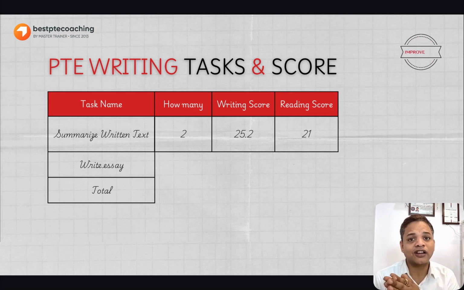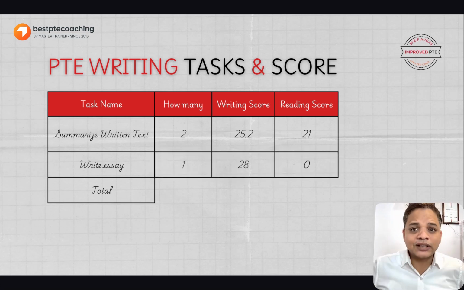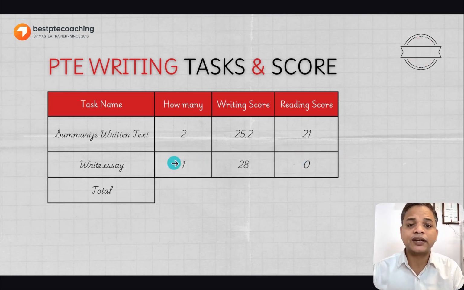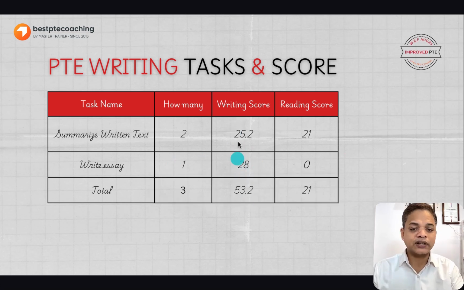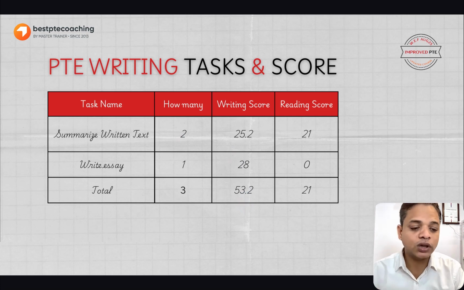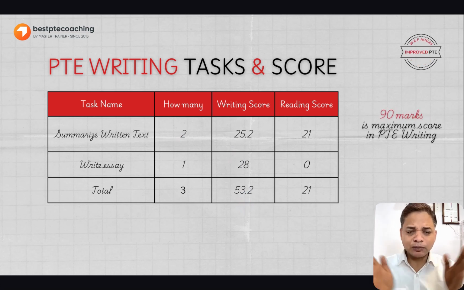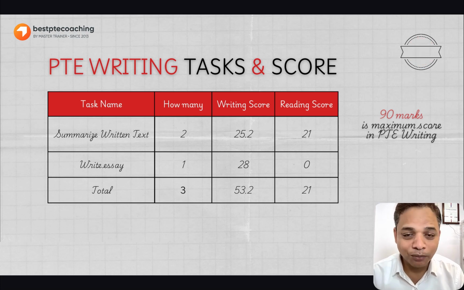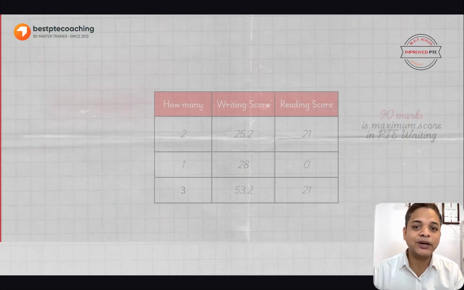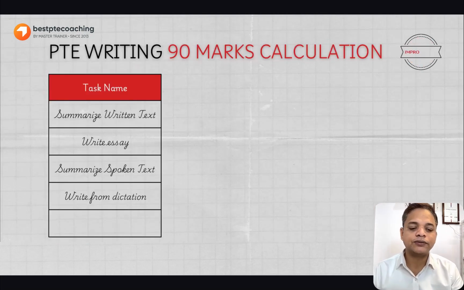If you are a test taker and you are not getting a good reading score, this is one of the reasons. Okay. Now the next one, what is it? Write essay. There will only be one essay. That's it. Just one essay. And that essay's score weightage is 28. So the writing module is giving you a total of 3 questions, and the writing score it supplies is 53.2, whereas the technical maximum score is 90 marks. So the writing module is giving you 53.2, which means the balance score has to come from other module tasks. Now let's look at the complete picture for 90. There are 4 pillars for your writing score.